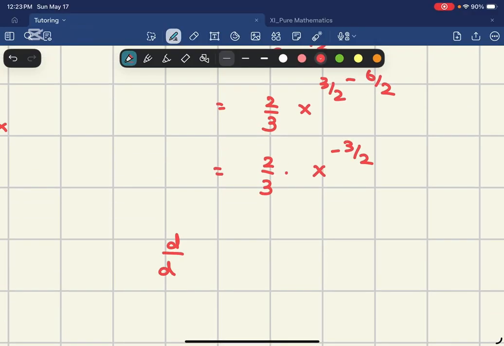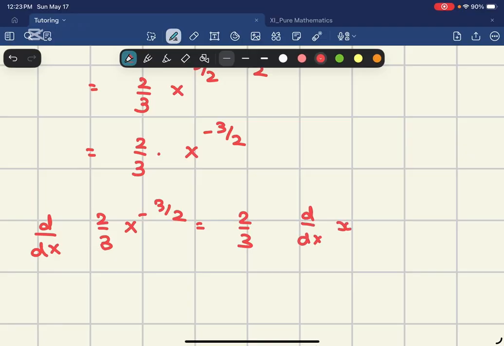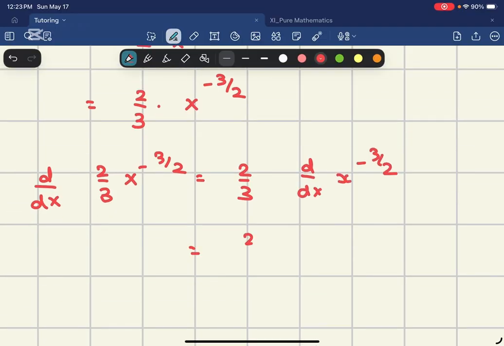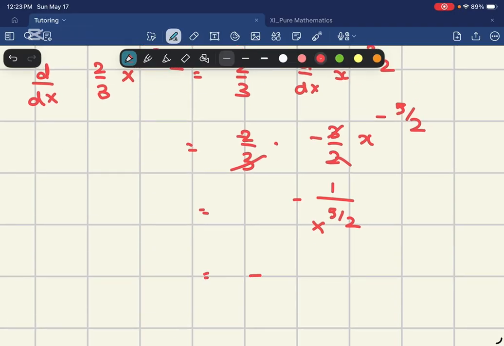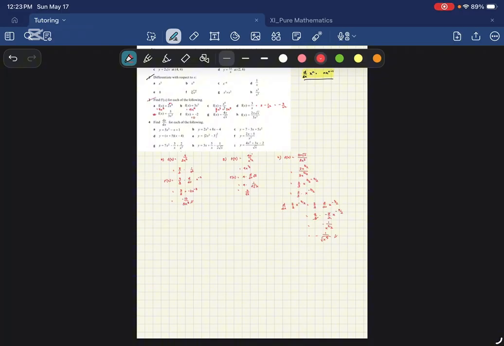And now you differentiate. It's the same as you keep 2 over 3 and you differentiate minus 3 over 2. And you get, you bring minus 3 over 2 to the front, x to the power minus, so you do minus 1 here. So minus 3 over 2 minus 2 over 2 is minus 5 over 2. If you subtract 1 from minus 3 over 2, this is what you're going to get. So 3 and 3, 2 and 2 cancel out. So you have minus 1 over x to the power 5 over 2. Or you can write it as minus 1 over square root of x to the power 5. That is what the textbook has given you. But that is how you do question 3.